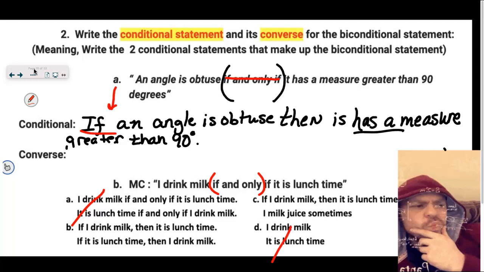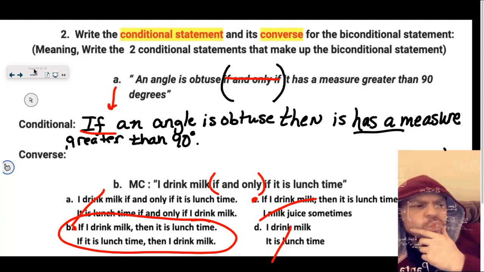If I drink milk, both are good now, then it's lunchtime. So both of these are in and running. Then I have to swap them and write if it is lunchtime. That has nothing to do with juice. This one's ridiculous. So this would be B. That's the correct original and converse. And if I asked you if I could put that in the dictionary, if it's a good definition of milk for lunch, it wouldn't be, right? I drink milk sometimes when it's not lunchtime, but that wouldn't be asked because it's too ridiculous.